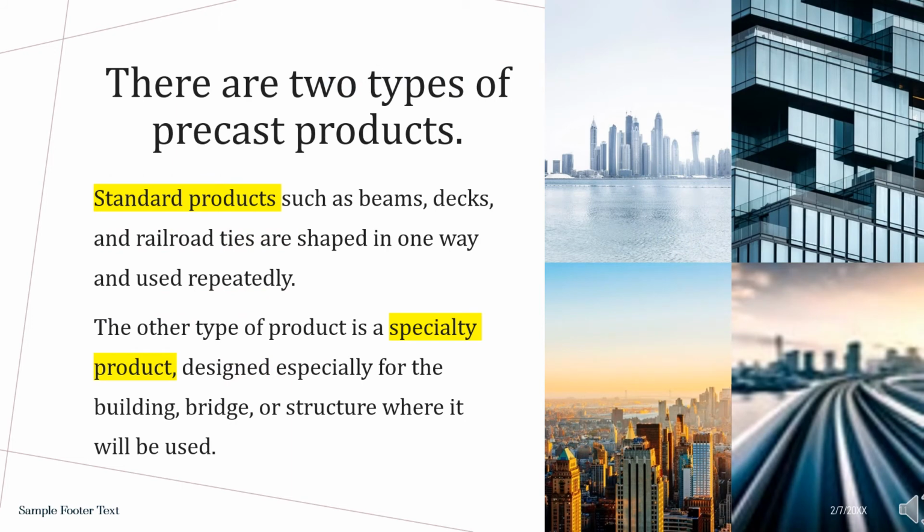There are two types of precast products. Standard products such as beams, decks, and railroad ties are shaped in one way and used repeatedly. The other type of product is a specialty product, designed especially for the building, bridge, or structure where it will be used. Most precast companies have their own carpentry shops where skilled workers create forms for the many specialty precast products available. Architectural concrete is often cast specially for each new project.